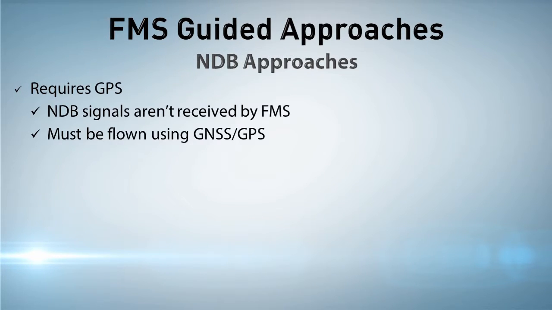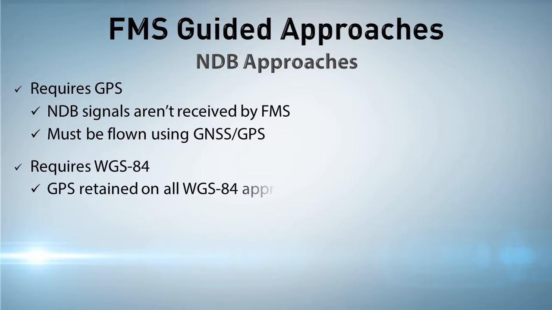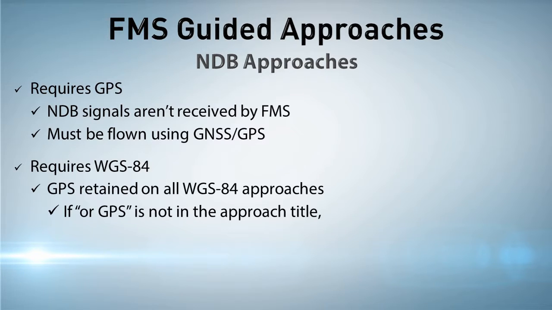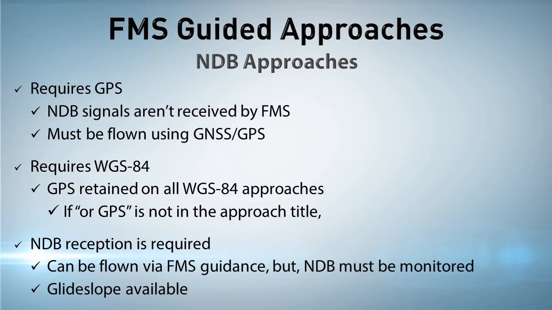NDB approaches can only be flown through the FMS with the use of SBAS or GPS. All WGS 84 surveyed NDB approaches will be available in the NAV database with SBAS or GPS retained. To make a non-overlay NDB approach legal, the NDB must be tuned and identified, and the NDB RMI needle must be selected. Most NDB approaches will have a barometric constructed glide slope.